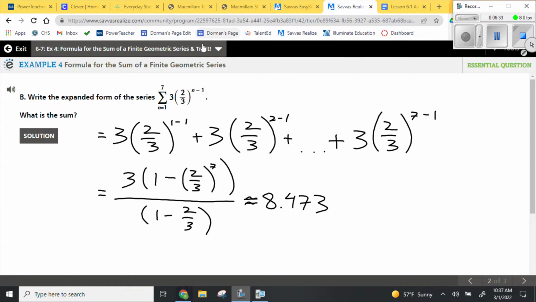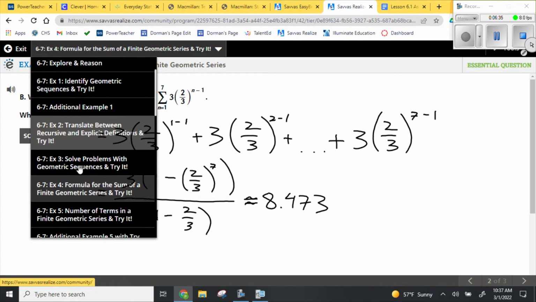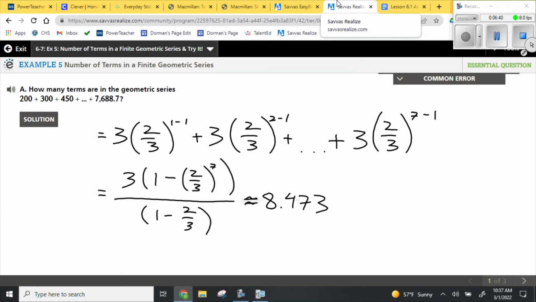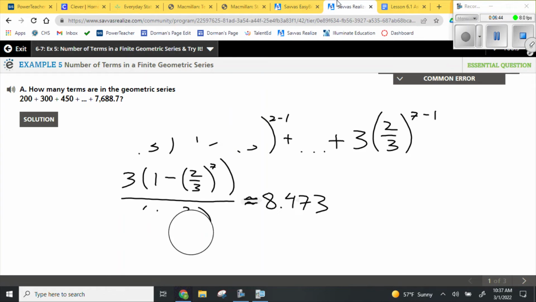So let's go ahead and move on and try something new. Let's find the number of terms in a geometric series. My bad.